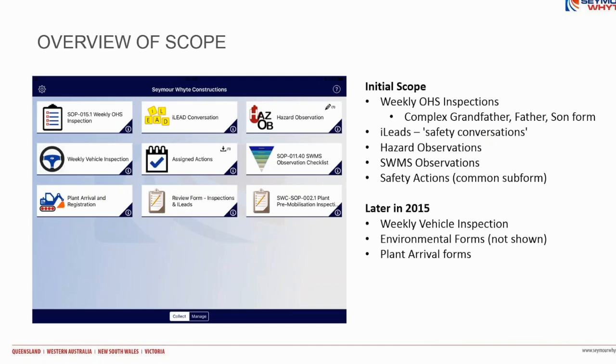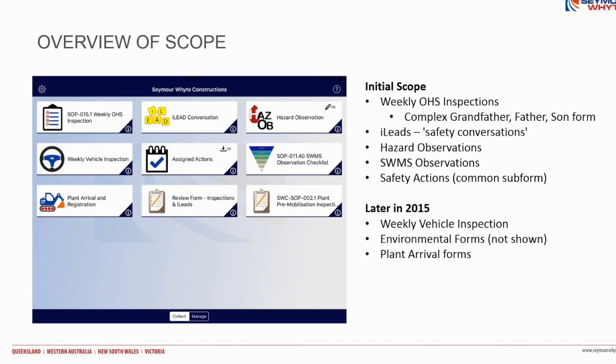Okay, so a little bit more about our initial scope. It was built around 4 or 5 common forms. So our weekly OHS inspections. This is a monster checklist. It was printed out on paper previously, and it went over pages. I think it was some 190 odd questions in 29 sections. The iFormBuilder solution enabled us to break that up into chunks where you could just select the parts of the inspection that were relevant to you.